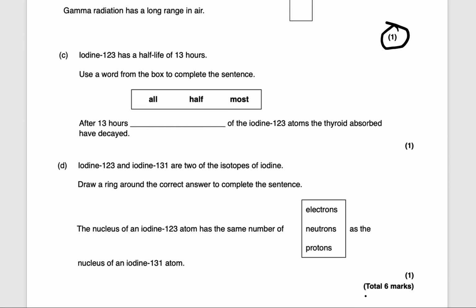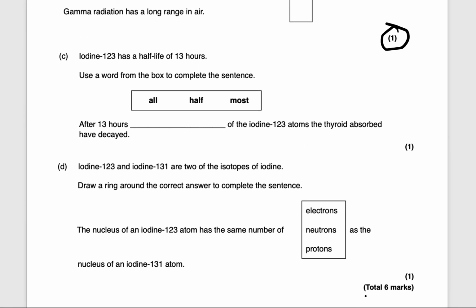Next question. Iodine 123 has a half-life of 13 hours. Use a word from the box to complete the sentence. After 13 hours, something of the iodine 123 atoms the thyroid absorbed have decayed. So after 13 hours is going to be half. Remember, that's what a half-life is: the time taken for half of it to decay. That will get you 1 mark.